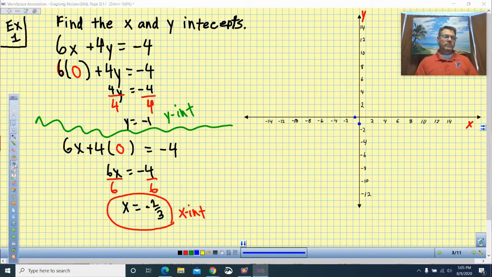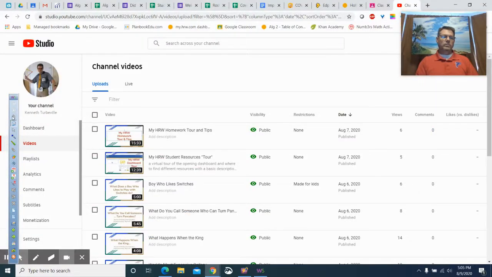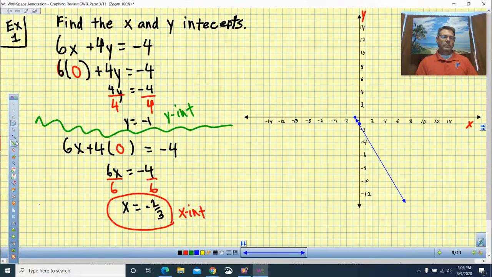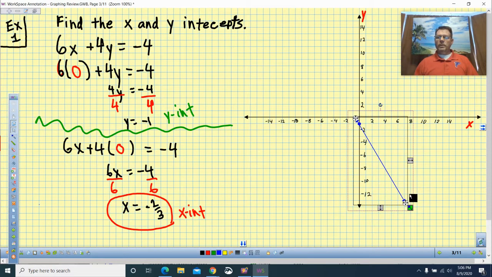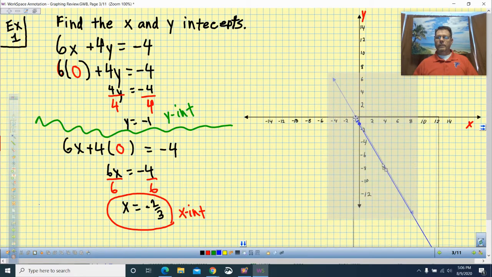go change to my line tool. Okay. I could use this. I'm going to start here and go through that dot right there. Okay. And maybe I can, whoops, hit the wrong button. Here we go. Maybe I can stretch this thing. Should look something like that.